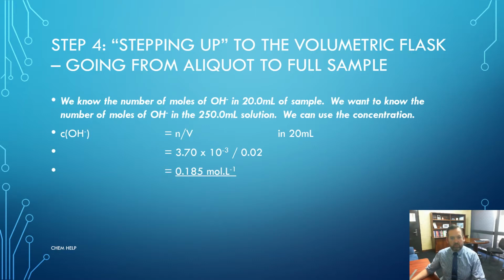Now the concentration won't change. When you take a sample from the big bottle, the volumetric flask, to your aliquot, the concentration is the same. You're just taking a smaller piece of it. So the number of particles per unit volume stays identical. The moles are quite different, of course.